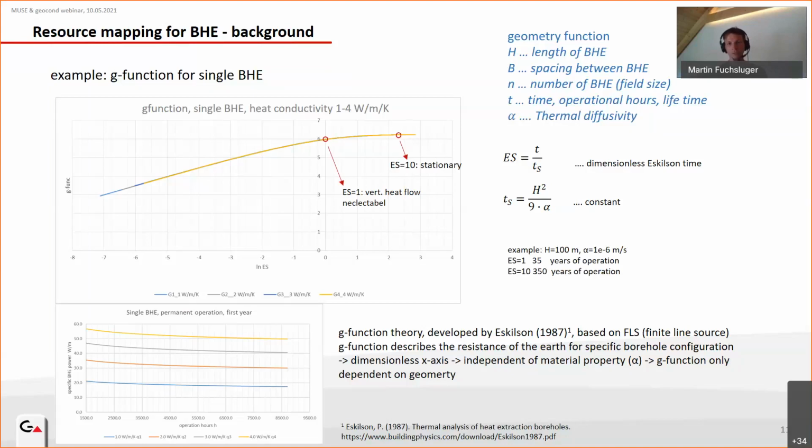So when we look at a simple common example with a length of 100 meters and a thermal diffusivity of 1e-6, it needs 35 years of permanent operation until the vertical heat flow is negligible, and it needs 350 years of operation until the heat propagation gets stationary. So this example just shows how slow this works and how long this process needs.